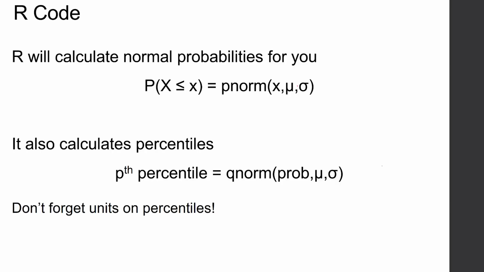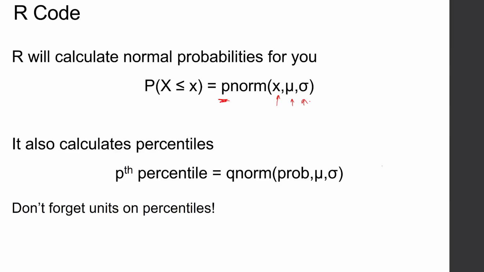Now we're going to let R calculate our probabilities for us. So again, we're going to use the P function because the D function has no meaning in our continuous distributions. So the probability that the random variable x is less than or equal to some value x is pnorm, the value of interest, comma the mean, comma the standard deviation.